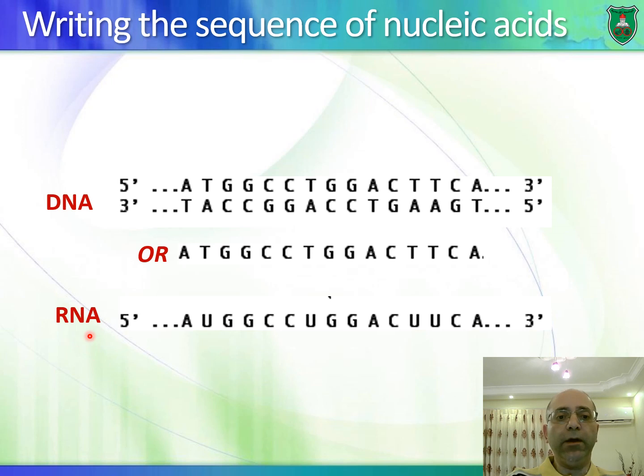Now, for RNA, since usually it's a single-stranded molecule, we say 5 prime A U. Notice the U. There's a U. There's no T. G, G, C, C, U.